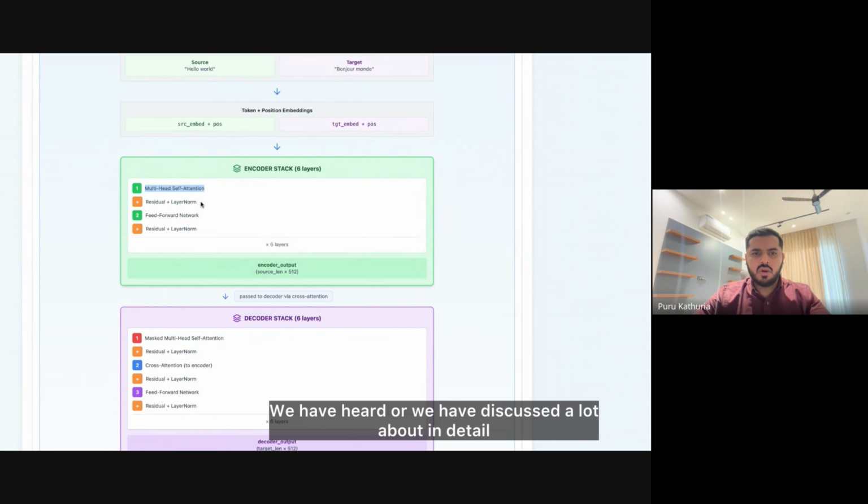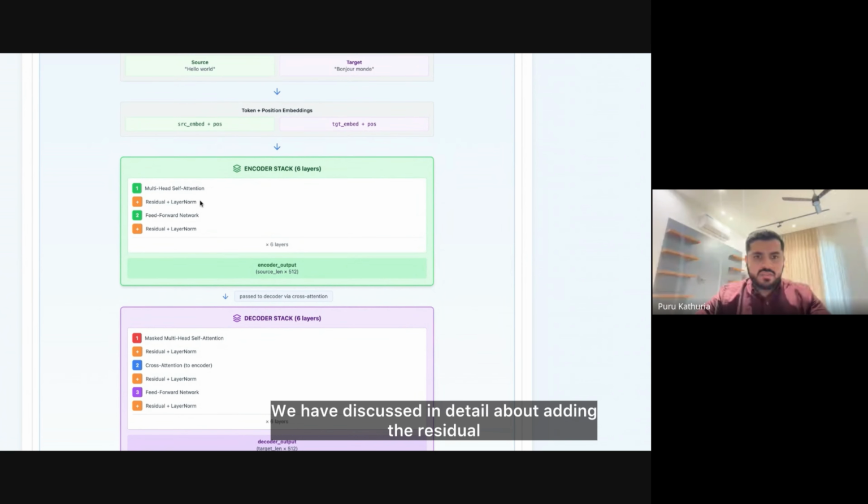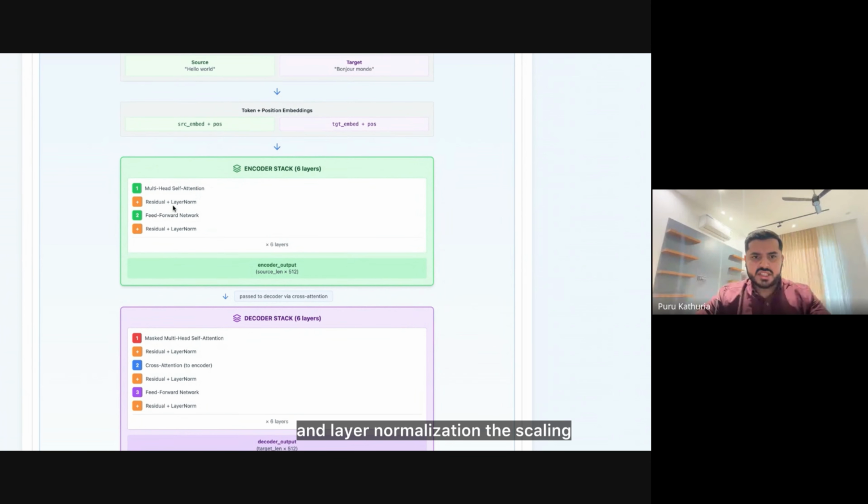We have discussed a lot in detail what exactly multi-headed self-attention is. We have discussed in detail about adding the residual and layer normalization, the scaling and shifting vectors in layer normalization, and why we need residual. We've discussed the importance of the feed-forward neural network, right? We have discussed, okay, again, this is the same.